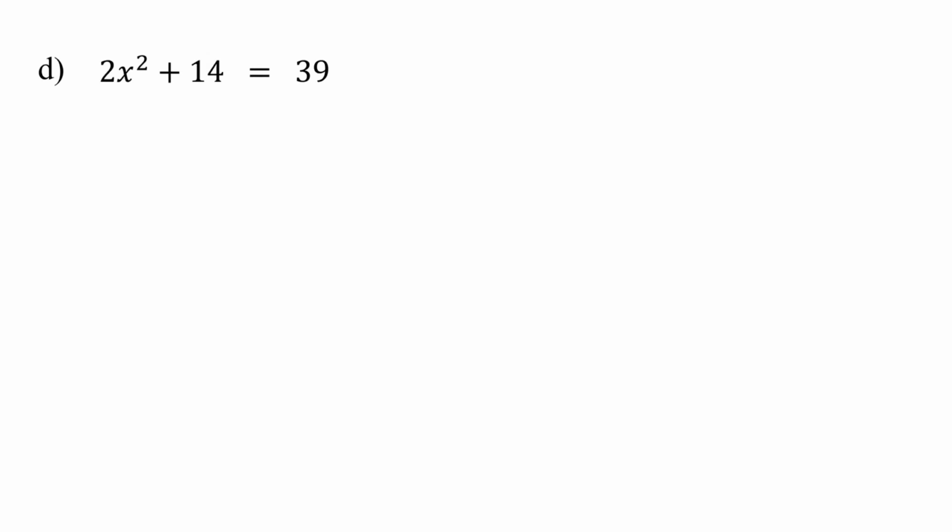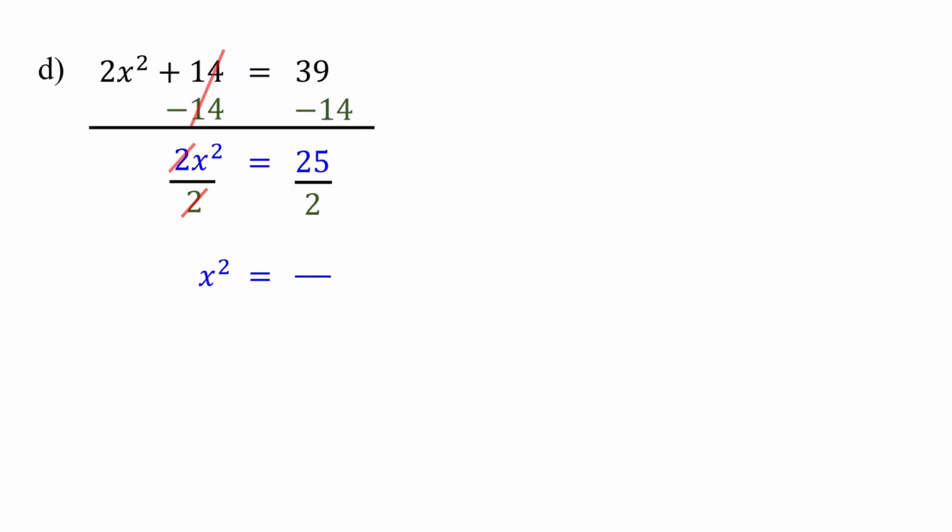Let's work on another example like this, but a bit more challenging. I encourage you to pause the video and give it a try. Remember, to apply the square root property, the quadratic term must be isolated, and its coefficient must be equal to 1. So first, subtract 14 from both sides of the equation to isolate the quadratic term. Next, divide both sides by 2 to make the coefficient of the quadratic term 1. At this point, you can apply the square root property. The next step is to simplify the square root.